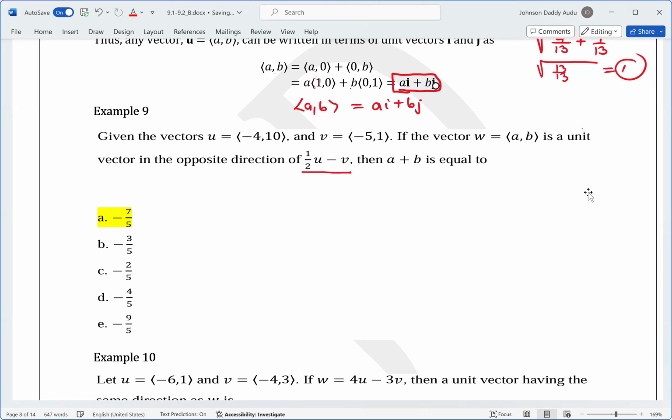So what do we do first? First of all, we need to find what is this w. Remember, we're saying that w is a vector in the opposite direction of this. So first of all, opposite direction is a unit vector. So it means that w, or let's say a unit vector in the opposite direction.